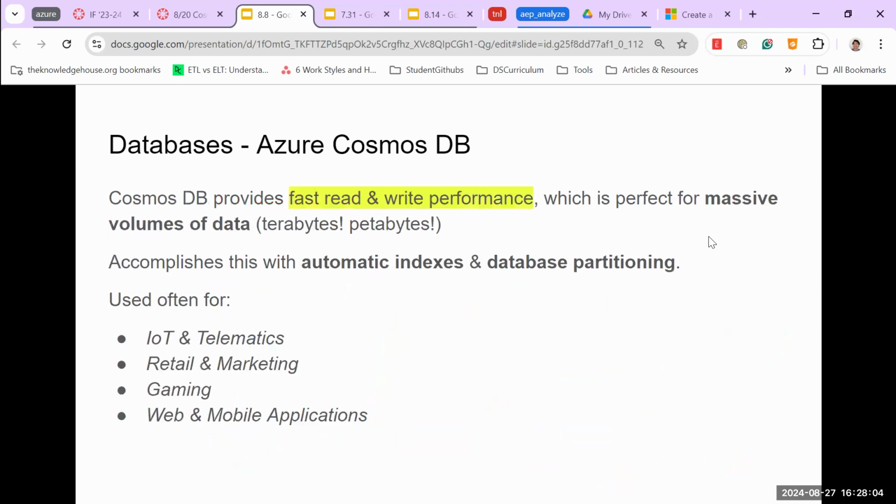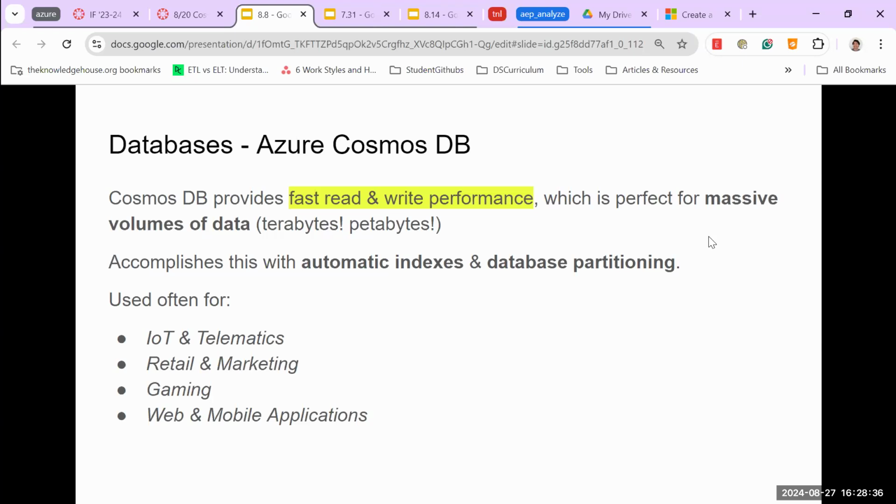All right. Well, actually, before we get into that, let's just talk about the general reasoning why you might want to use Cosmos. So Cosmos essentially provides super fast read and write performance for massive volumes of data. We're talking about terabytes of data, maybe even petabytes of data. I think Xbox actually is hosted over Cosmos database or an instance of Cosmos database. Can't confirm that, so don't take my word for it.